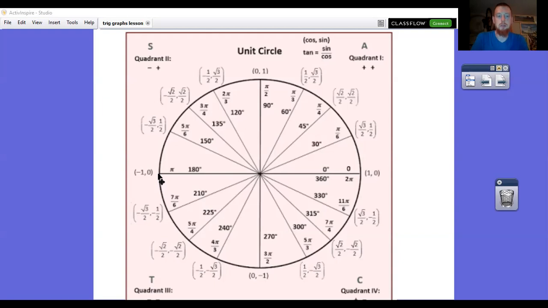Quadrant 3 is going to be the same exact thing, except now we're venturing into negative territory: negative 1/2, negative root 2 over 2, negative root 3 over 2. These are the same values that you had in quadrant 2. They're just reflected across the x-axis, so they get that negative value.